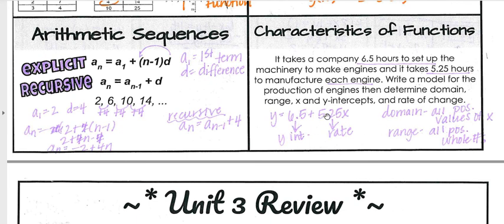We know that from an equation y equals mx plus b, the number with the x is my slope. That's my rate of change. My y-intercept is always that b term, so that 6.5 is my y-intercept.